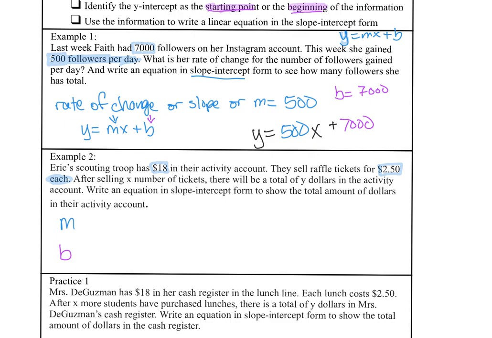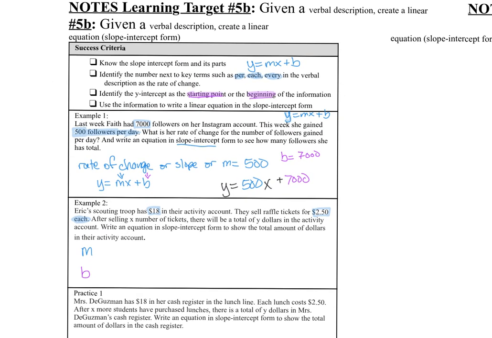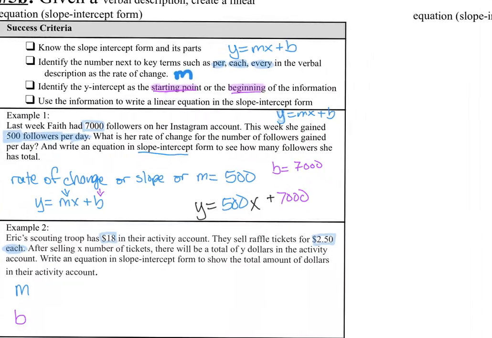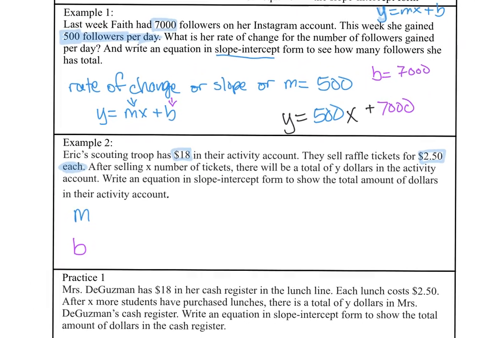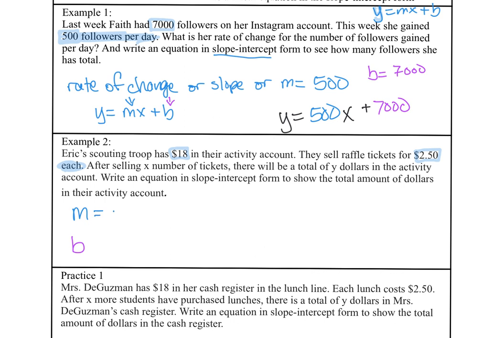See if you can identify your M and B. Let's go back up to the success criteria. The rate of change, which is our M, is identified by per, each, or every. And I see that word each right there. So our raffle tickets are our rate of change. Every raffle ticket he sells, the total amount changes. The more he sells, the more money he makes. So that's our changing rate. 2.50 for one, 2.50 times two, 2.50 times three, it's changing.